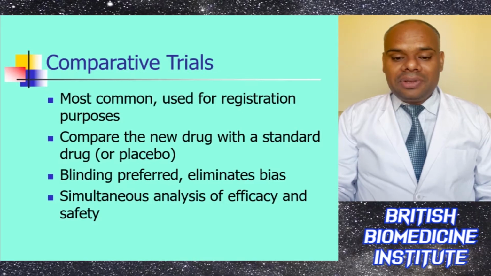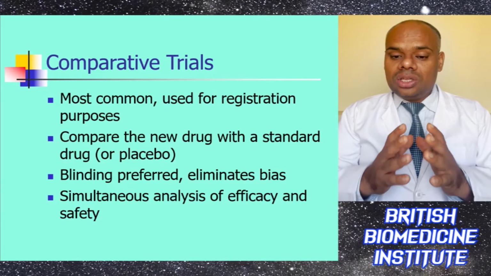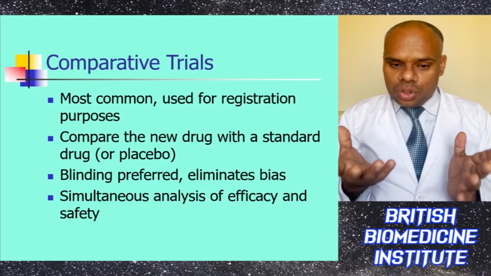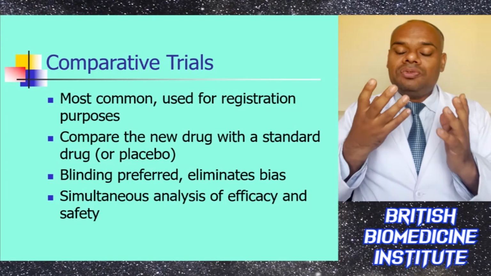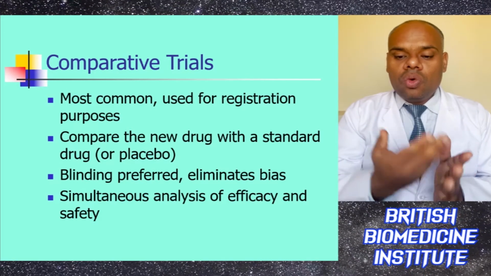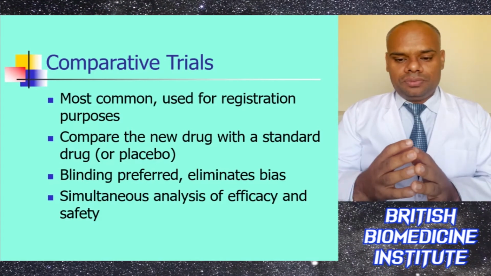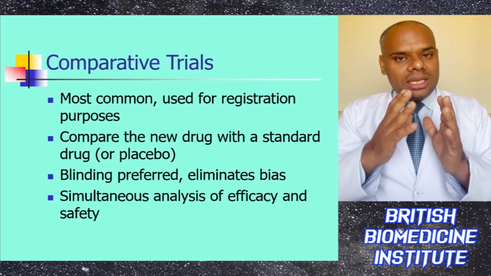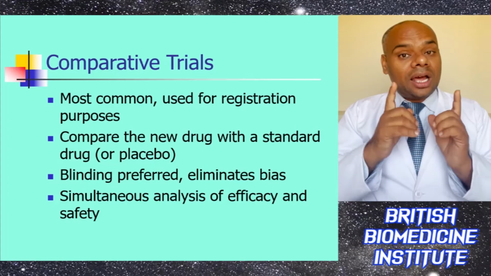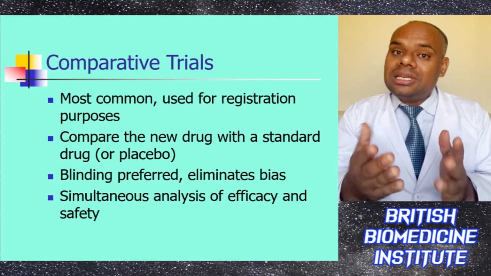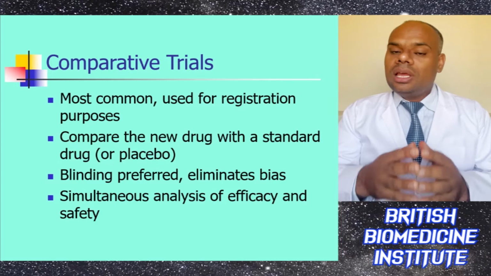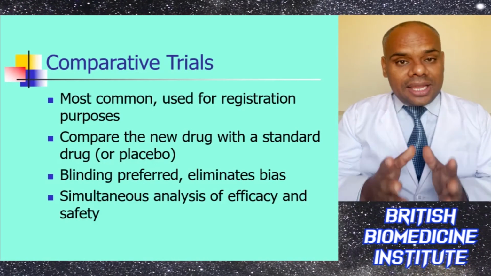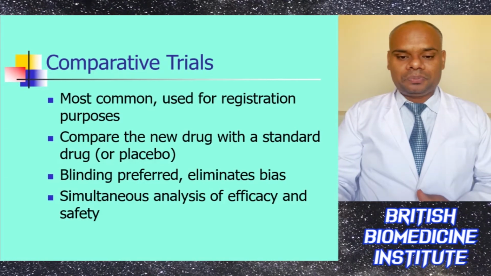So under comparative trials, basically we use it for registration purposes and it is most commonly used, and here we compare our new drug with a placebo. A placebo is basically an inert substance, and in these comparative trials, blinding is preferred and it helps in elimination of bias. It also provides simultaneous analysis of safety and efficacy.